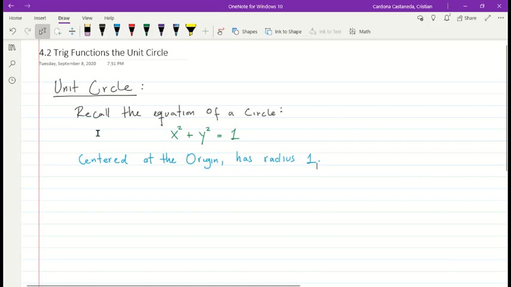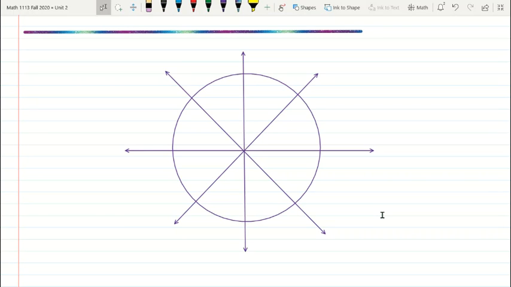So here I have incorporated a little bit of a small review, right? So we want to say the equation of a circle is x squared plus y squared equals 1. And that is the equation of a circle that is centered at the origin and it has radius 1. So, what does a circle of radius 1 look like? Well, it looks like any other circle, except this circle here has any point away from the center, distance 1.